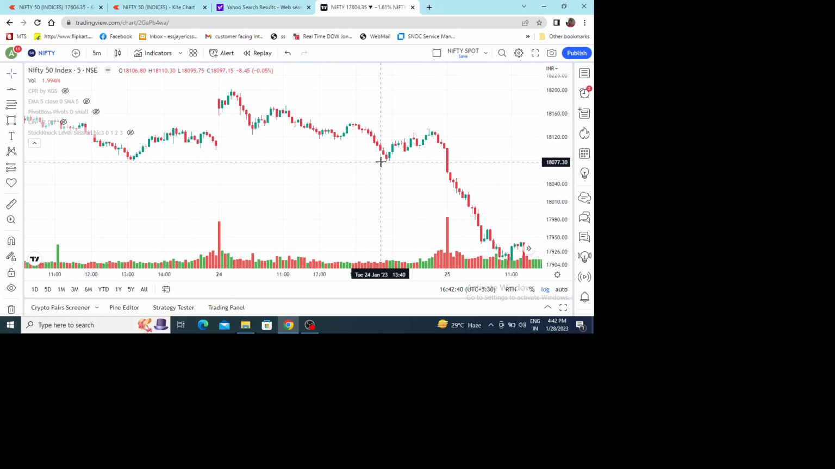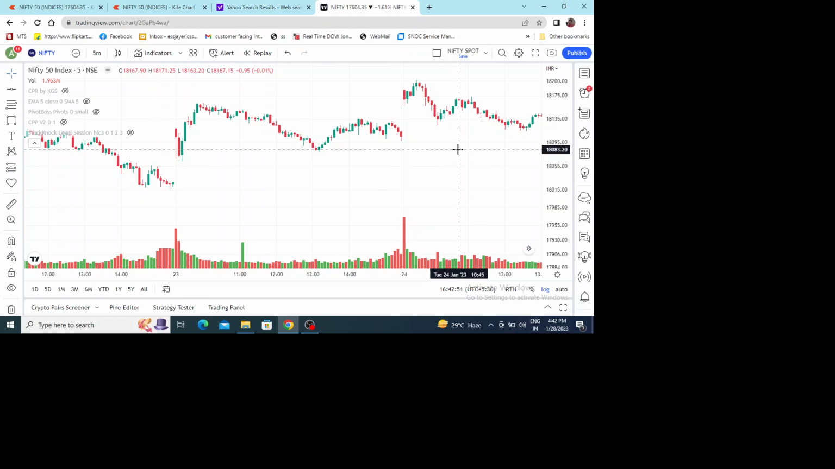See, on 25th, what happened? The first candle, this candle was so bearish. The first 15-minute candle broke the lows of yesterday and the day before yesterday.